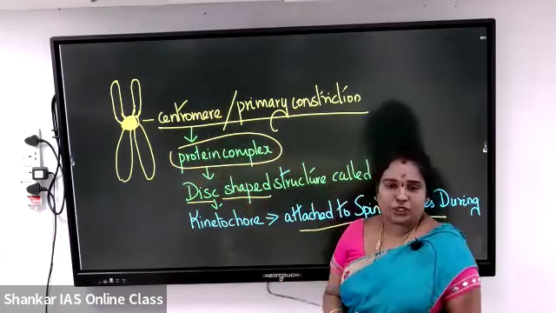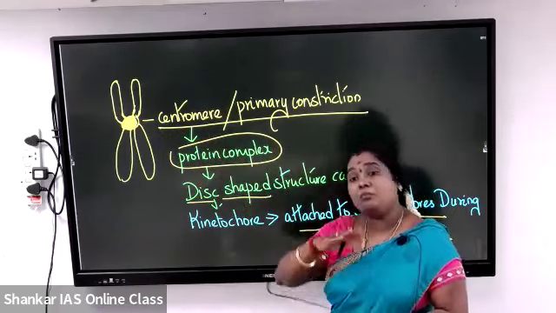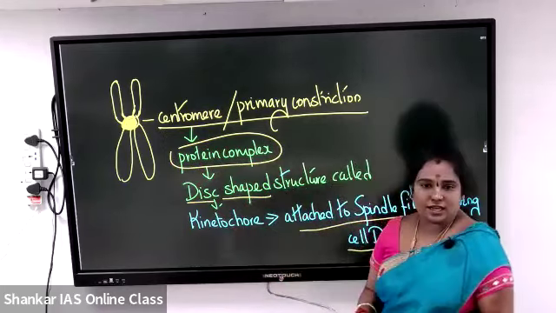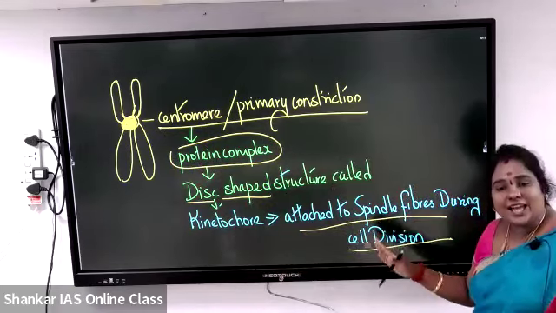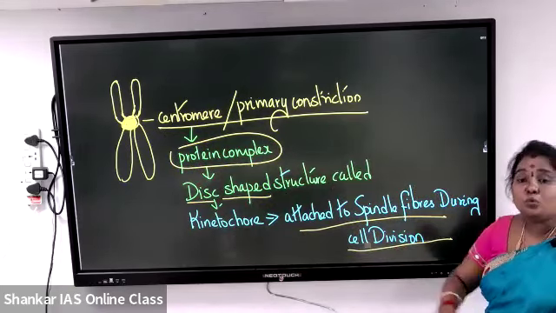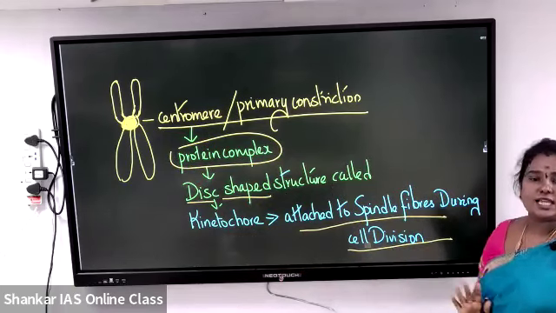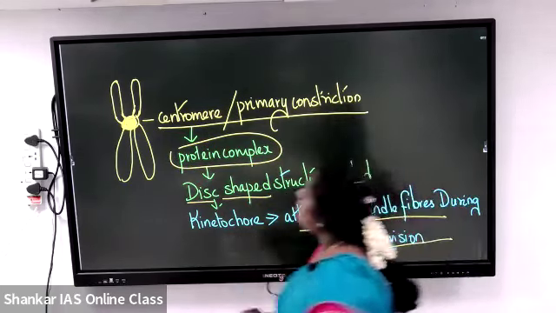Inside this, we have a protein, and that protein is in this shape on both sides, and we call it a kinetochore. The function and purpose of the kinetochore is to attach to the spindle fibers for the movement of the chromosome during cell division. So this is about the primary constriction.